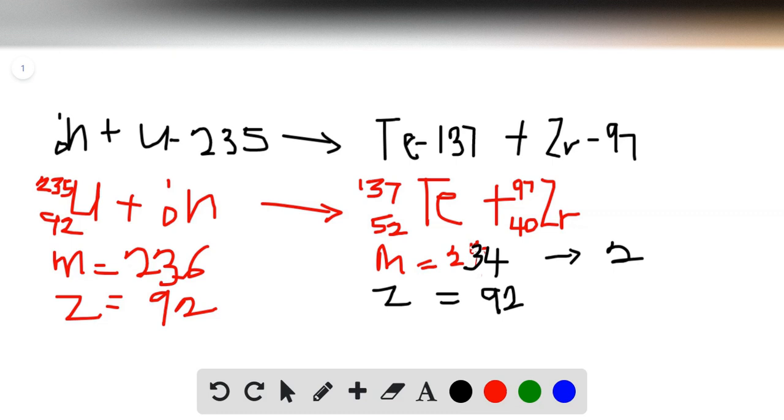And this is equal to 2 neutrons. Since a neutron doesn't have an atomic number, it fits perfectly. So 0 and then 2. So you just add that. So the number of neutrons produced in this equation is 2.